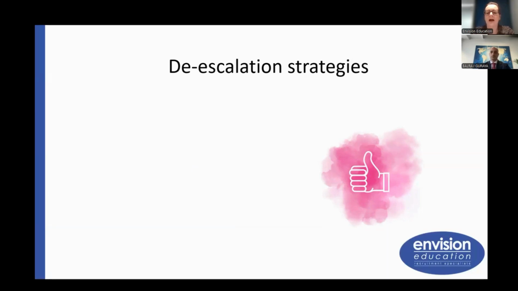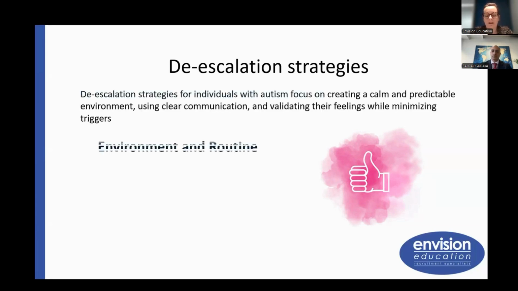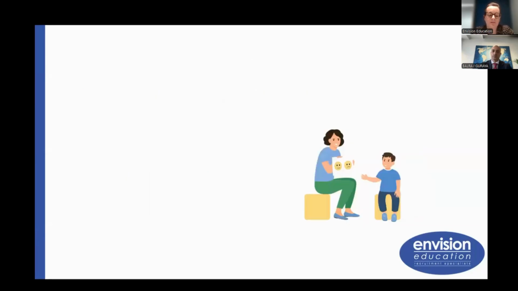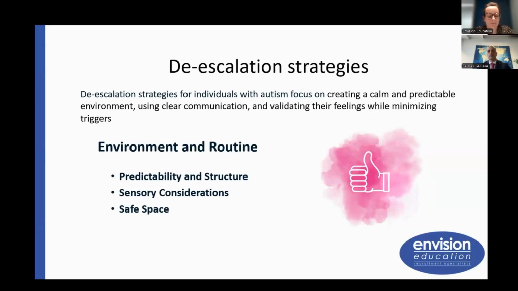So de-escalation strategies, here we're focusing on what we need to do with individuals with autism, on creating a calm and predictable environment. So it's using clear communication, helping to validate their feelings while also minimizing triggers. So we've got environment and routine we're looking at first. With this, we want to create some predictability and some structure.